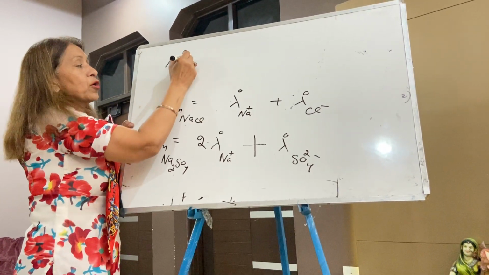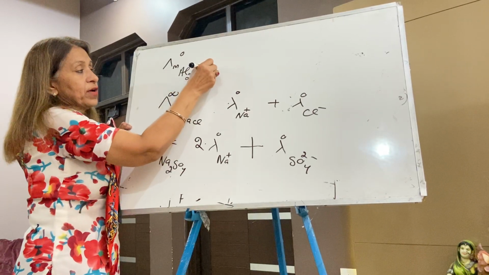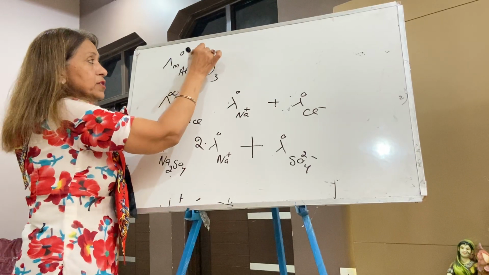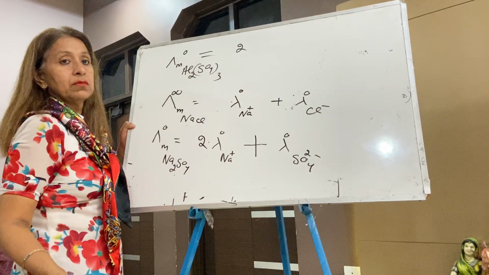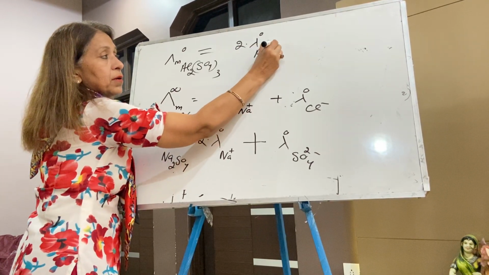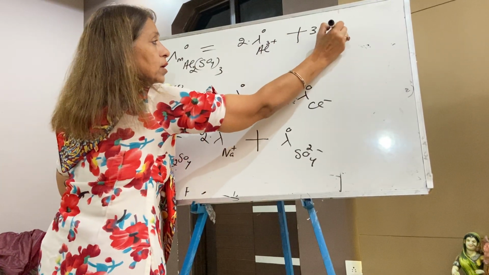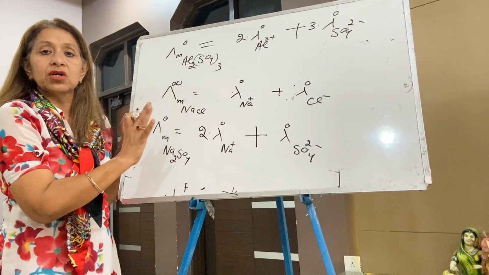Now write down lambda naught of aluminium sulfate, Al2(SO4)3. Try to understand this. It is equal to, now aluminium is 2 times. Write it, 2 into lambda naught of aluminium ion plus 3 into lambda naught of sulfate ion. I think it is very much clear now.